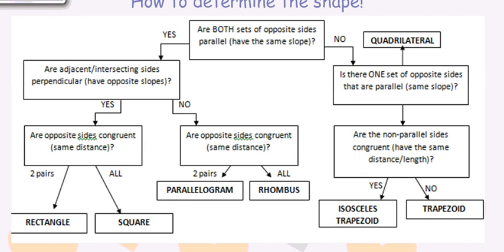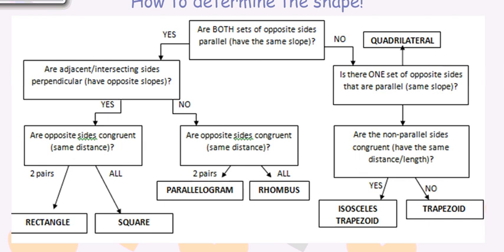Okay, now if we had gone up and we found that the sides, or their slopes, were not perpendicular, we would have said no, and we would have asked, are our opposite sides congruent? So are two pairs of the opposite sides congruent? Parallelogram. Or all four of the sides congruent, then you have the rhombus.